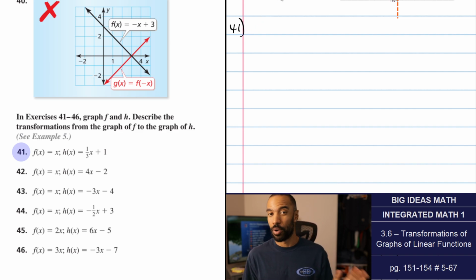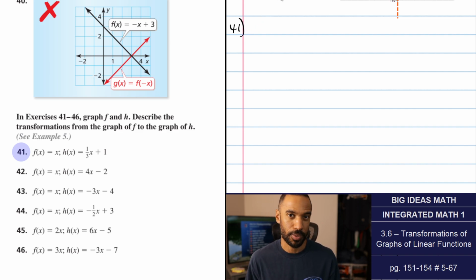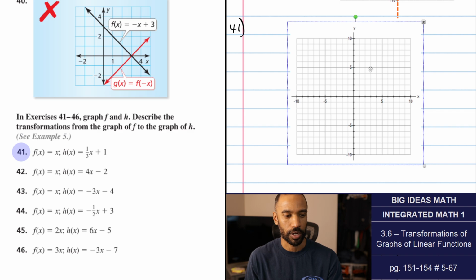Now, you can describe them with or without the graph, and you can graph with or without the transformations, right? It's an either-or proposition. If you try and use the graphs to describe the transformations, I think it'll be kind of tough because it's a combination of transformations. So I think we just practice doing our graphs.